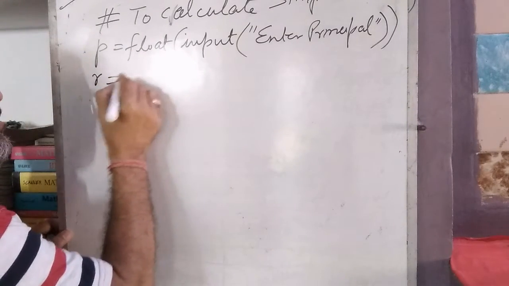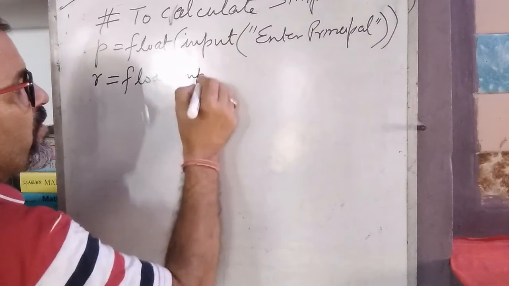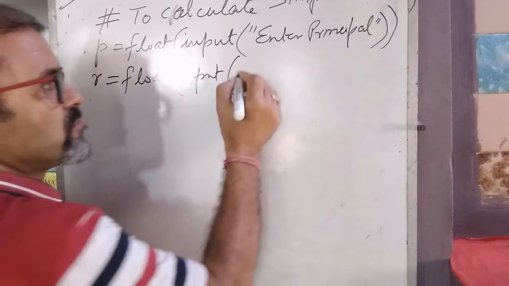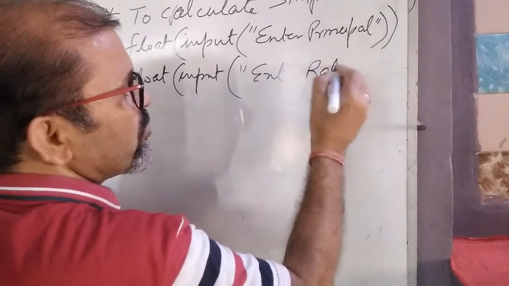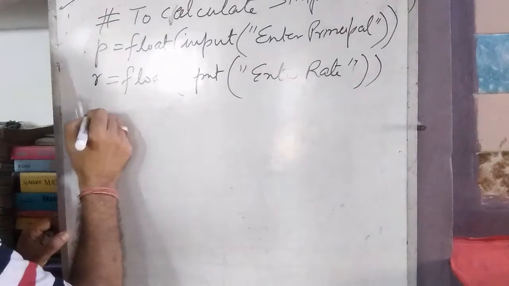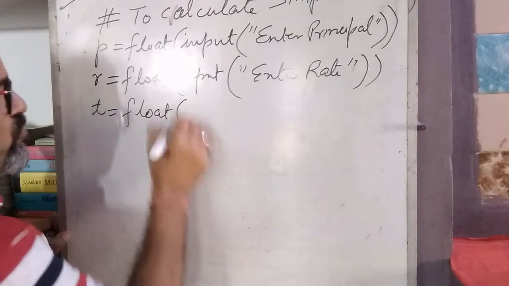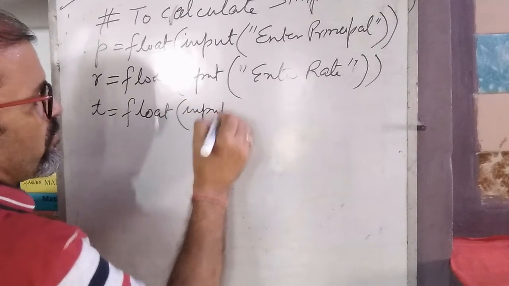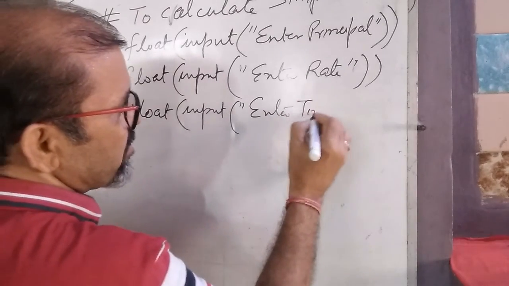Thereafter, for rate you will write float input, enter rate. Similarly for time also, float input, enter time.